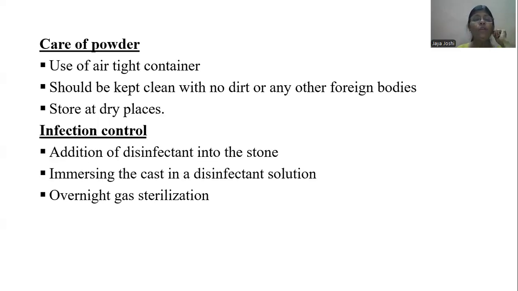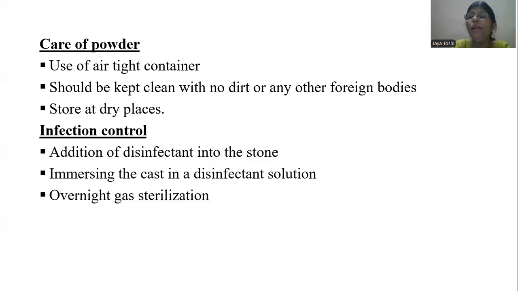Now coming to the care of the powder. Usually we purchase the powder in bulk. So whenever you are purchasing the powder in bulk, you have to place it in an airtight container in a dry atmosphere, and the amount of powder required has to be taken out and the rest of the powder has to be kept separately. It has to be kept in an airtight container because gypsum products, or dental plaster or dental stone, are hygroscopic in nature.